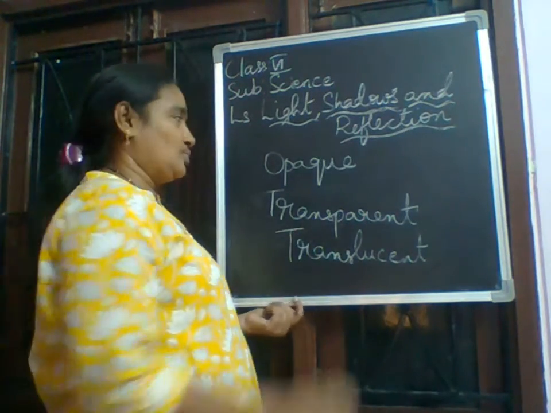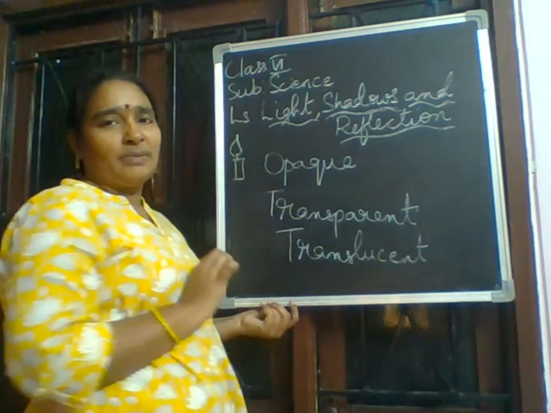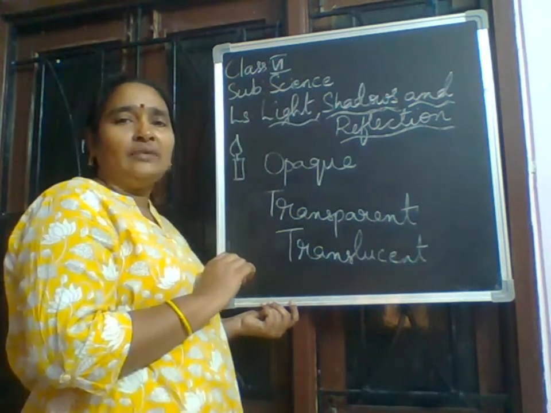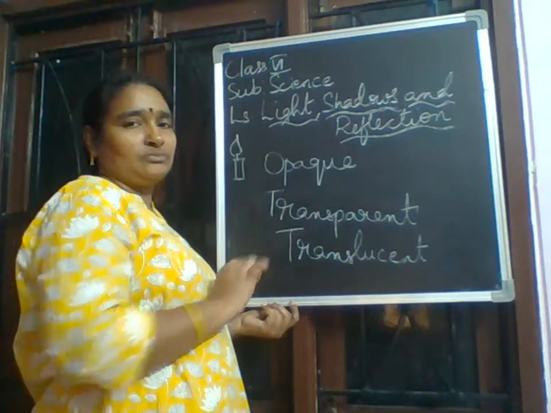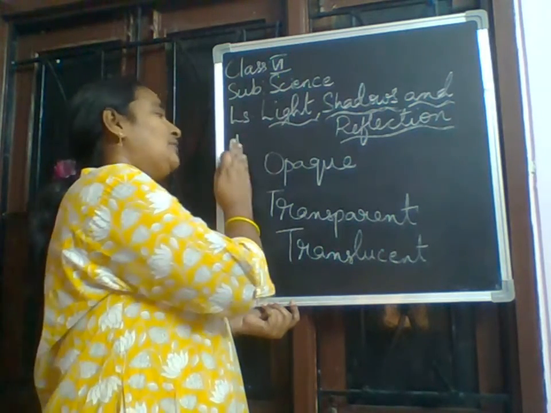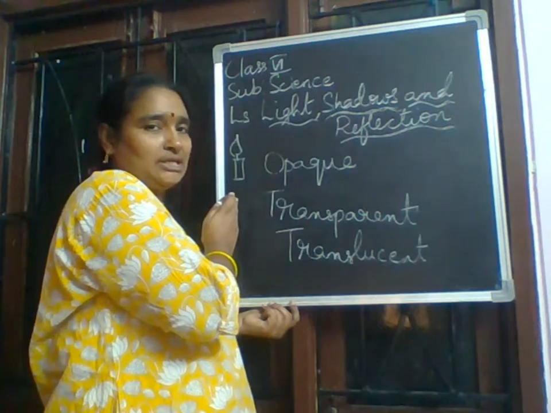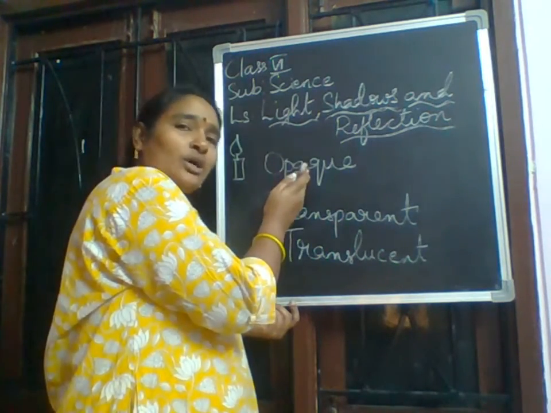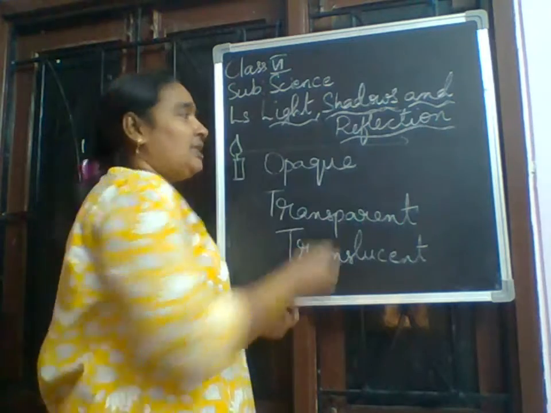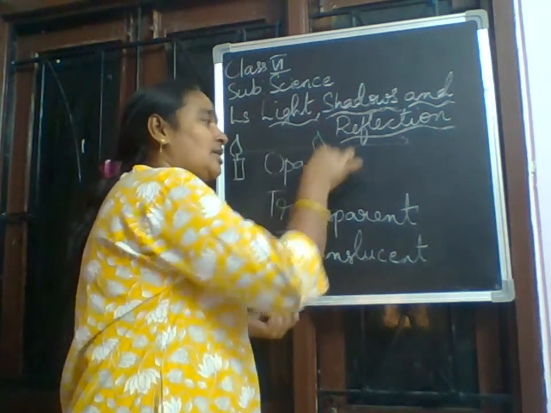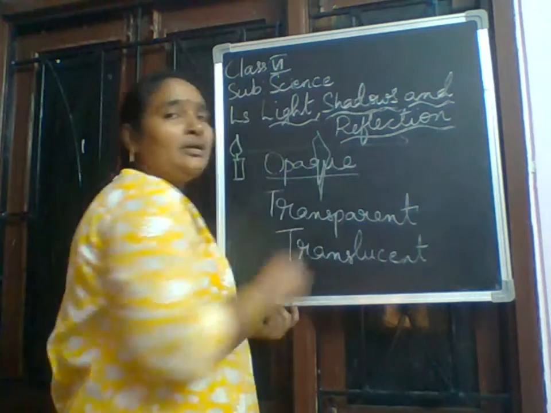Suppose a light source is kept in front of an opaque material. I have drawn a candle with a burning flame. The candle is burning now, and light is coming from it. I kept an opaque object in front of the light. It will not allow the light to travel. It will stop the light then and there itself. That is the meaning of an opaque material.